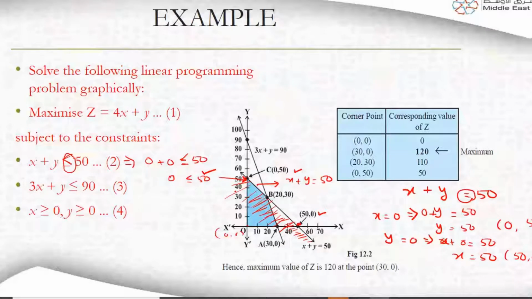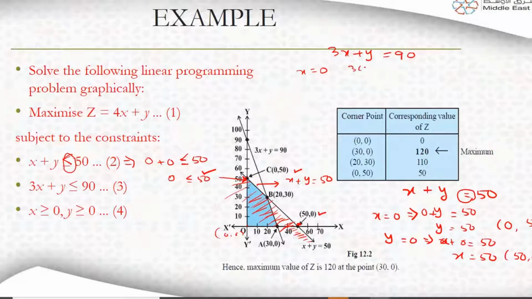Now in a similar way you can take the second line. The second line is 3x plus y equal to 90. First we are taking it as equal to 90. So first you should put x equal to 0. So 3 times 0 plus y equal to 90. So y equal to 90. So what is the first point? It is 0 comma 90.